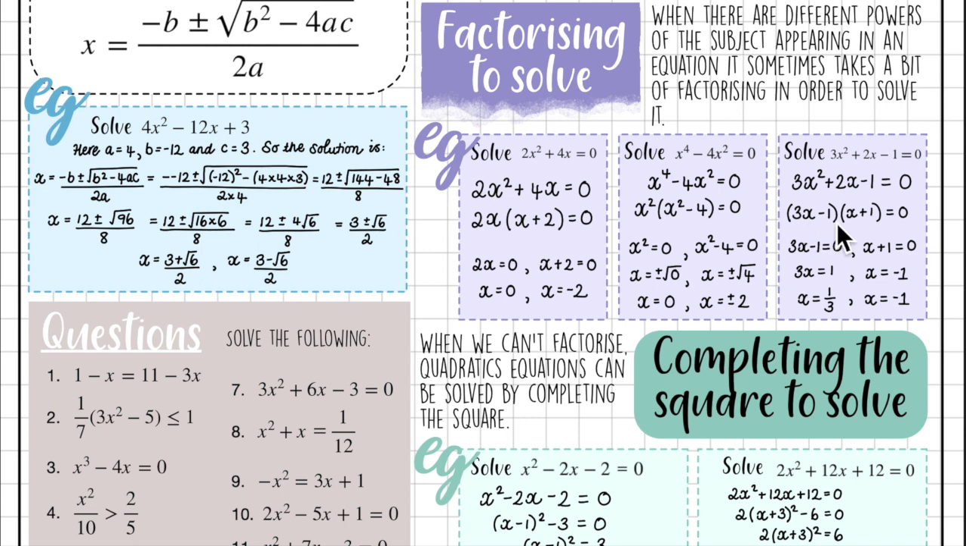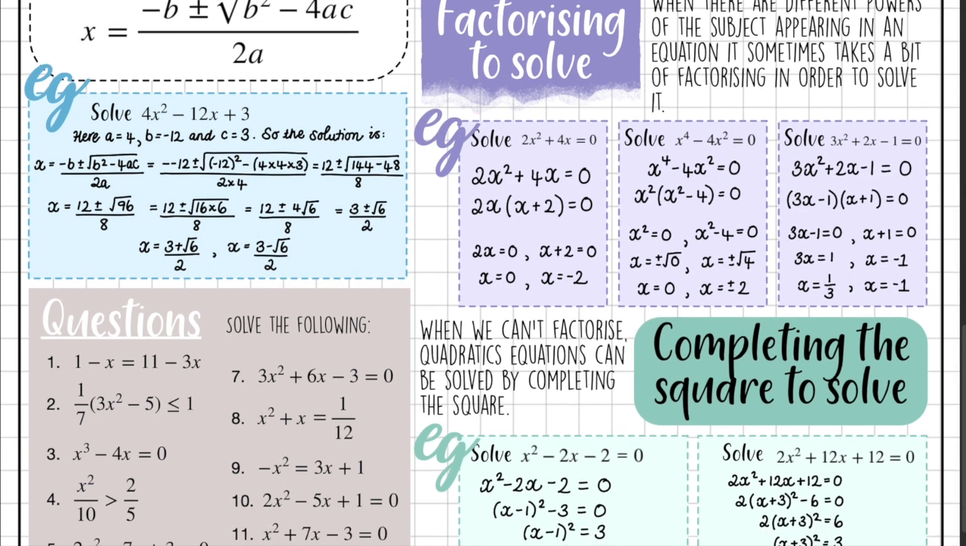We could have 3x minus 1 is equal to 0, and we have x plus 1 is equal to 0. Rearranging these two, we get down to x is equal to 1/3 and x is equal to minus 1. These are the two solutions to this quadratic here.